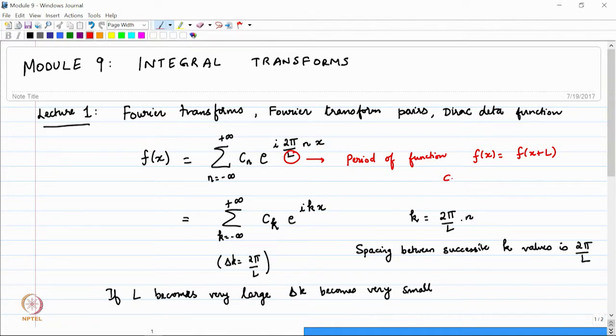Now, when we write a Fourier series, one of the things that we note is that you can write C n as an integral: C n equals 1 by L times the integral of f of x e to the minus I 2 pi x n by L dx, where x goes from 0 to L. Okay. So, this is what you can write your C n as when you write a Fourier series.